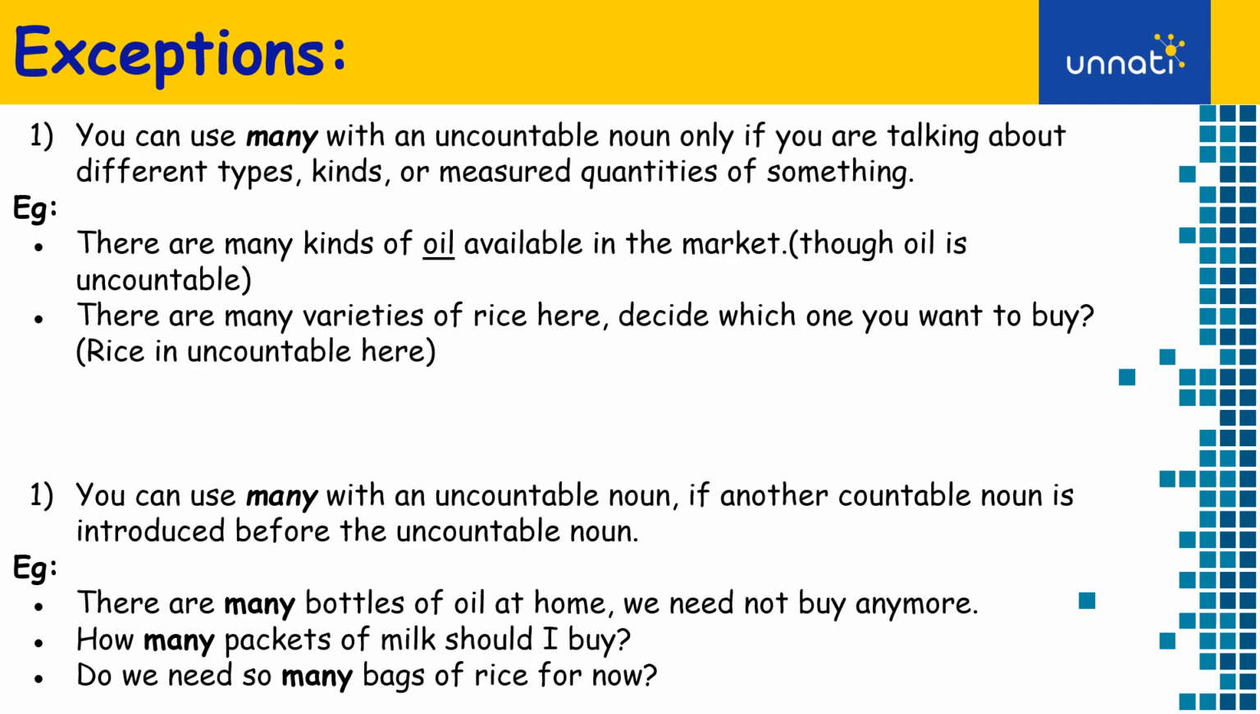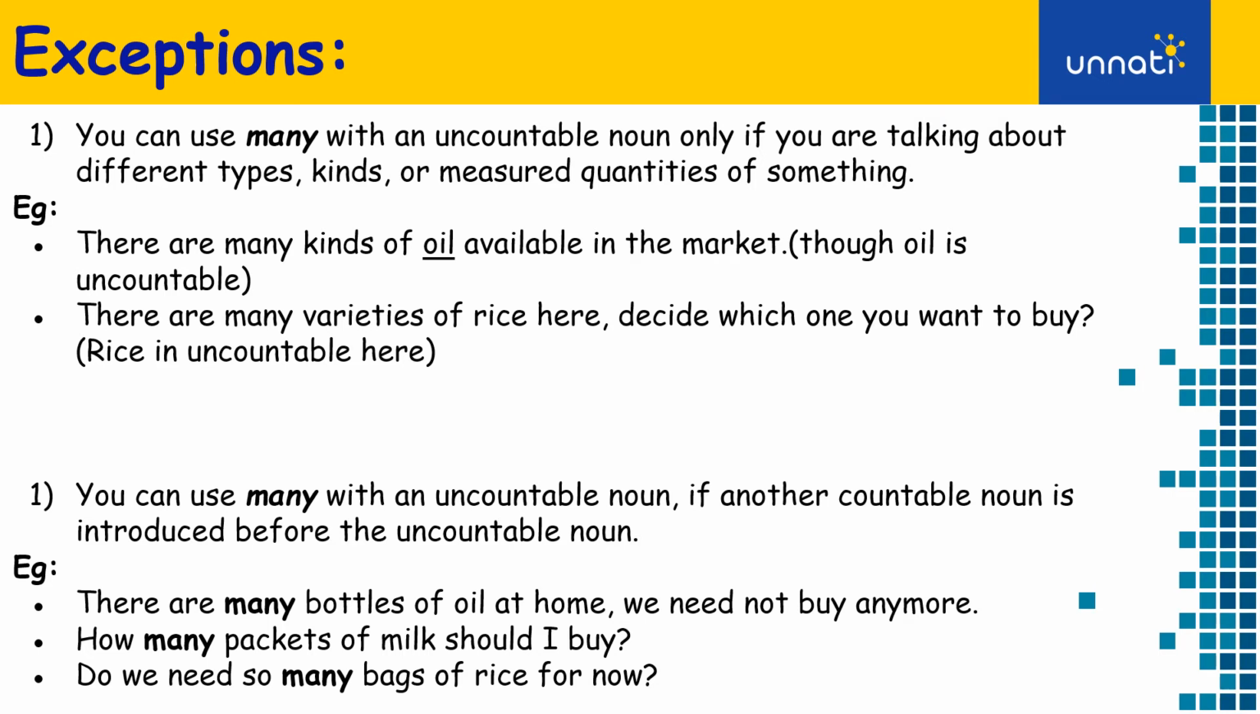When you are referring to different kinds or types or measured quantities of something which is uncountable, you can use many. For example, oil is an uncountable noun. We usually say much oil. But when you are talking of kinds of oil, you can say there are many kinds of oil available in the market.